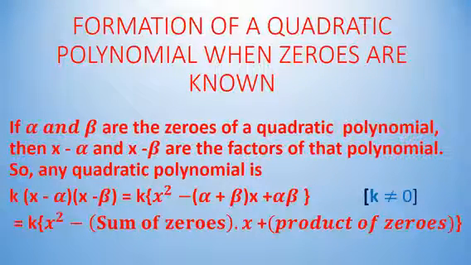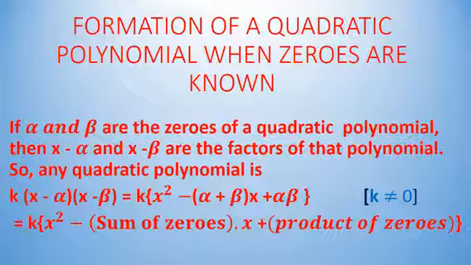In the next slide, let us learn about the formation of a quadratic polynomial when the zeros are known. If we know the zeros of a quadratic polynomial, then we can find the polynomial easily. How? Let us see that now. If alpha and beta are the zeros of a quadratic polynomial, then x minus alpha and x minus beta are the factors of that polynomial. So any quadratic polynomial satisfying this condition is k multiplied by x minus alpha multiplied by x minus beta.